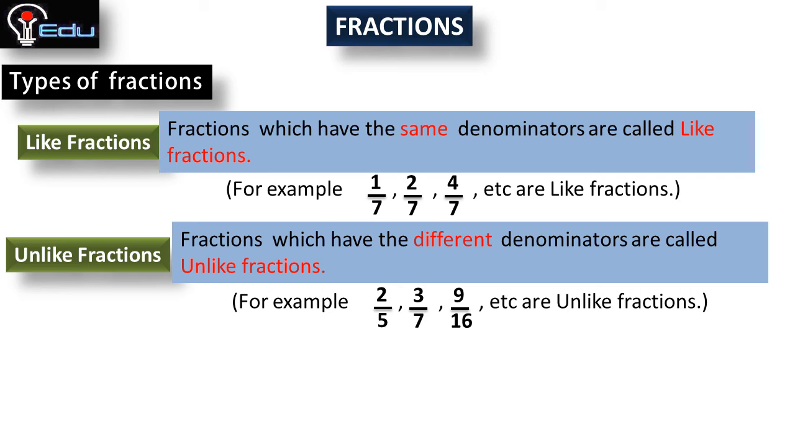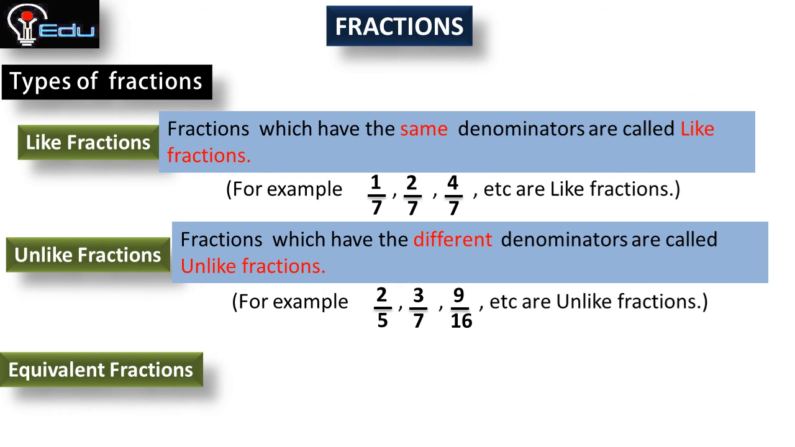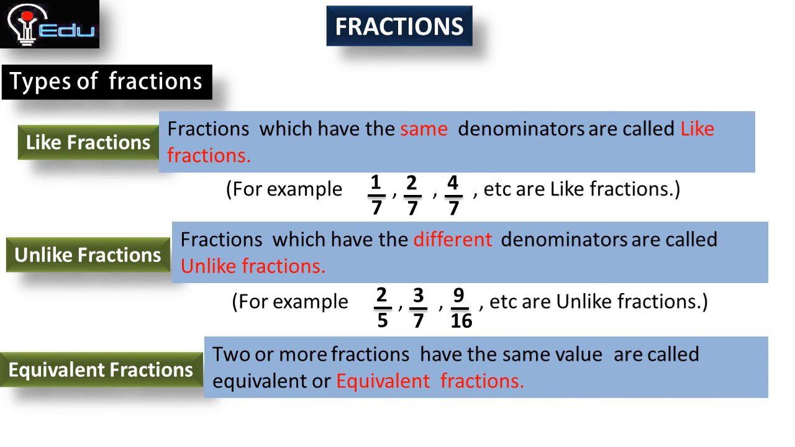Here 5, 7, 16 are different denominators. That is why these fractions are called unlike fractions. Next is equivalent fractions. So what are equivalent fractions? Two or more fractions that have the same value are called equivalent fractions.